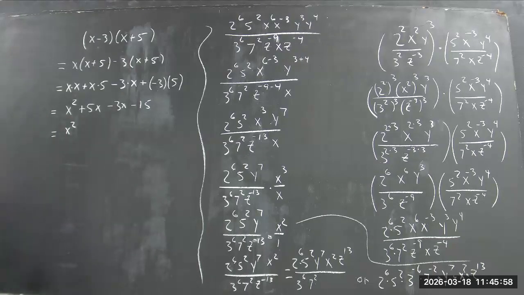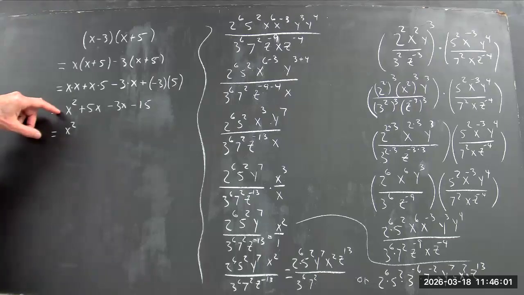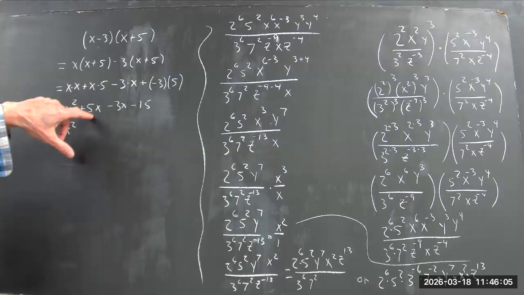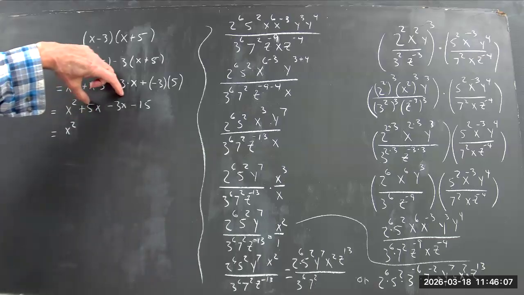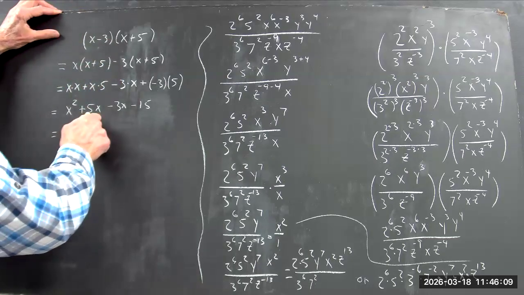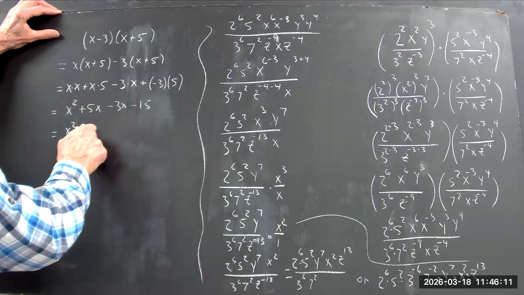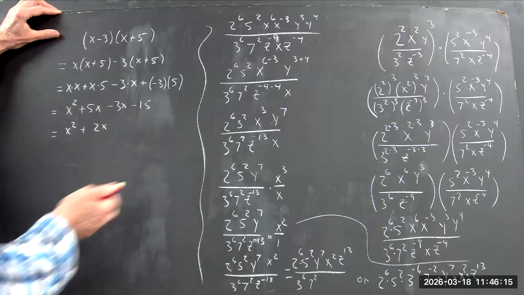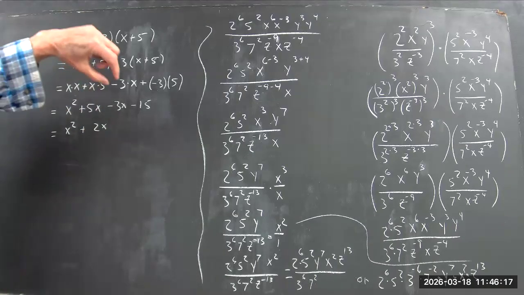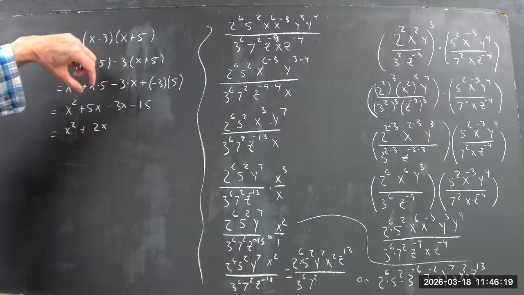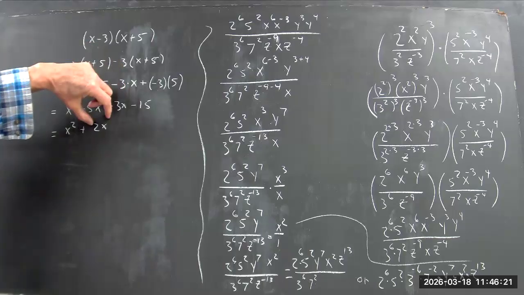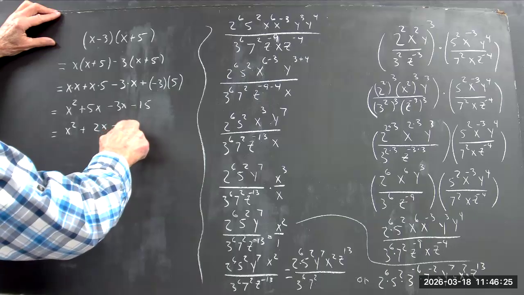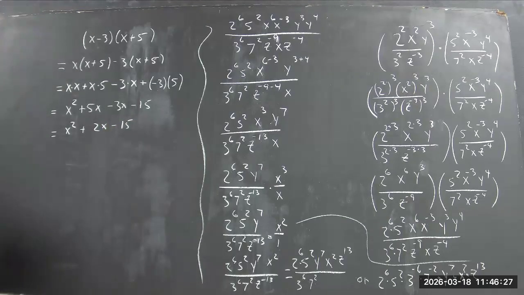Then the x squared is already taken care of. We have 5x and minus 3x. We can combine those. 5x and minus 3x is, as you would expect, 2x. Since 5 minus 3 is 2. If we got 5 of them, take away 3 of them, we got 2 of them. Okay? So it's this.